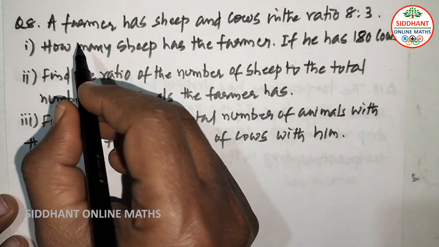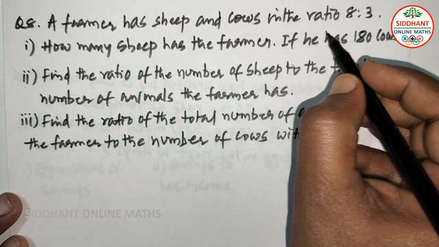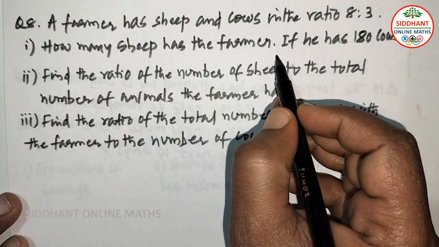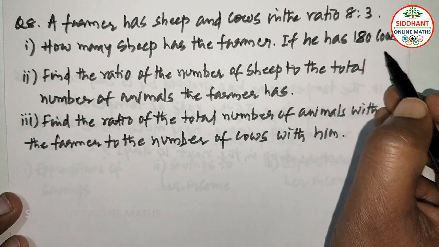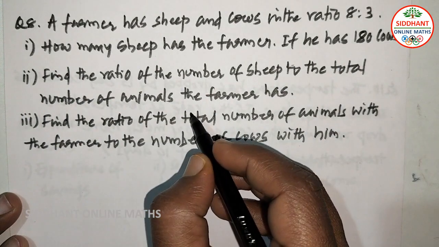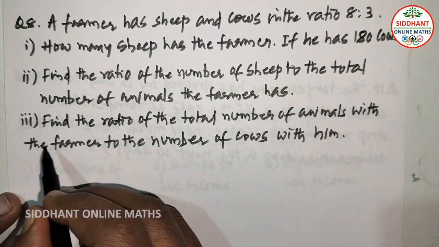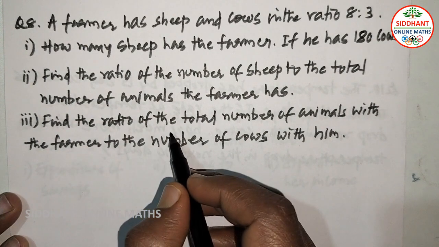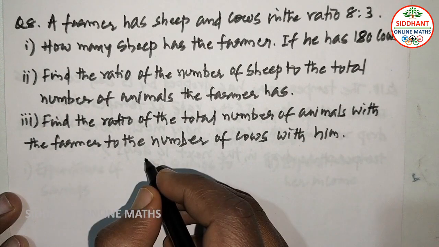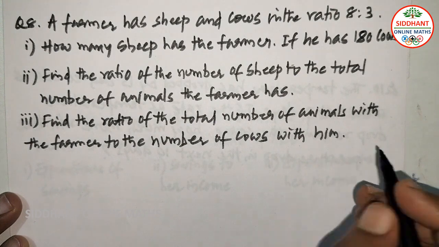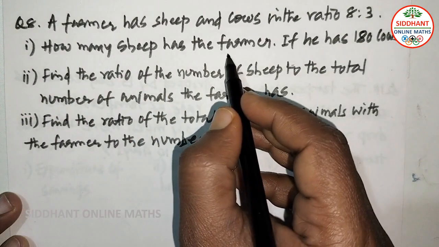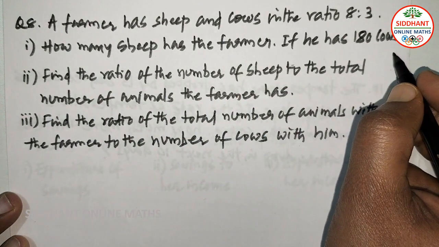Question number 8. A farmer has sheep and cows in the ratio 8:3. First question, how many sheep has the farmer if he has 180 cows? Second, find the ratio of number of sheep to the total number of animals the farmer has. Third one, find the ratio of the total number of animals with the farmer to the number of cows with him. So here the first question is asking how many sheep has the farmer if he has 180 cows.